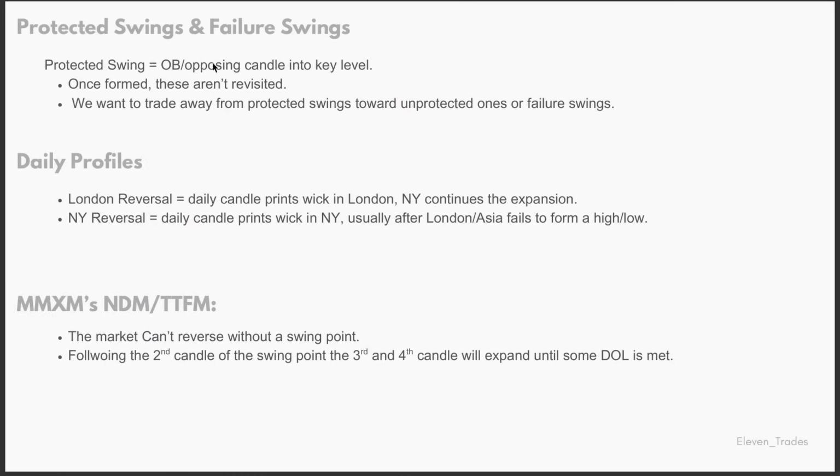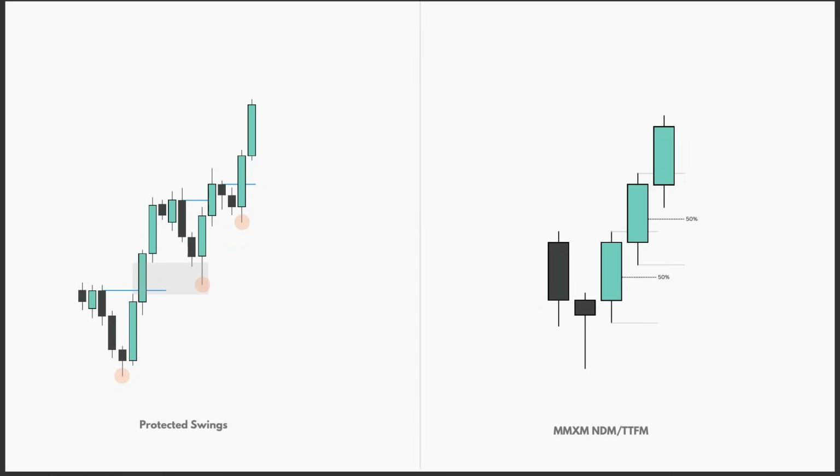Now, protected swings and failure swings. The protected swings are the opposing candles which are tapping into a key level or reaching a point of interest. Once these are formed, these aren't revisited. These are viewed as a high resistance liquidity run, and we would trade away from that. Here is the schematic. We have down-close candles into a key level, a sell side liquidity pool. We close above this. Now the price doesn't need to go to this low again because it is a protected swing.